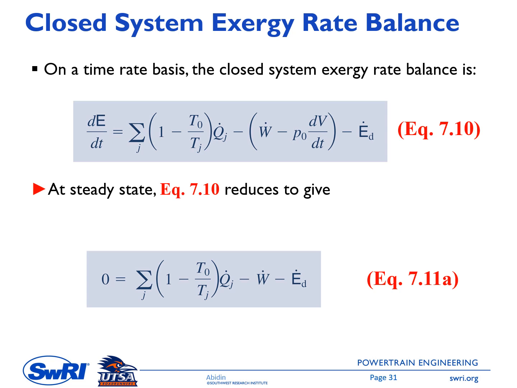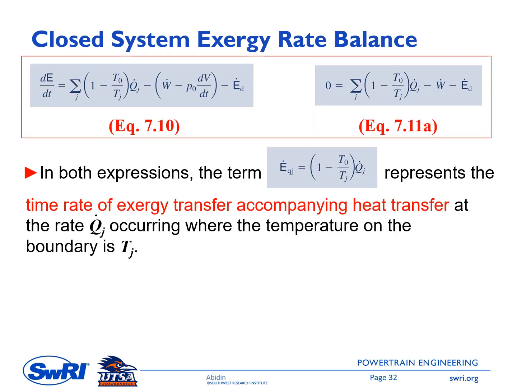Once again, if it is at steady state, it means all parameters don't change with time. So this term is 0, and then dV over dt is also 0. Then this equation will simplify and we will get equation 7.11a here. In this case, you can see that the exergy transfer accompanying the work at steady state is just the work, because there is no P0 dV over dt.